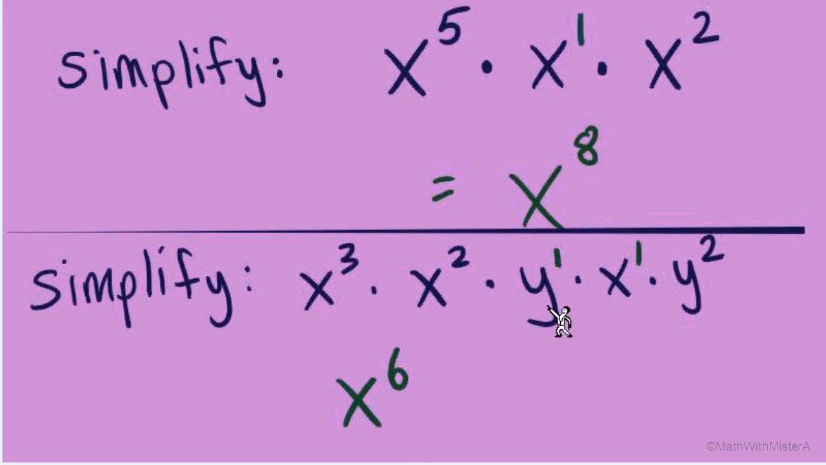Let's get to the y's. Hopefully we're seeing 1 y with 2 more y's for a total of 3. And different bases, so we cannot go further than this. We definitely don't want to have anything to the power of 9. The different bases have to just stay separate, and x to the 6th, y to the 3rd would be our answer for this example.